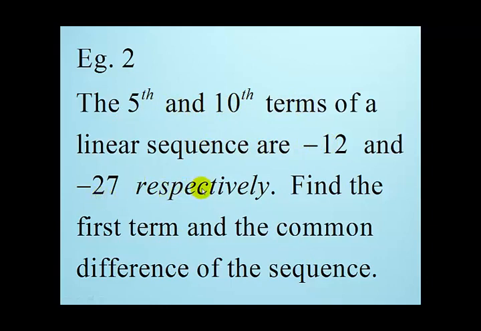This means that the 5th term of the linear sequence is minus 12, and the 10th term of the linear sequence is minus 27. That is the meaning of respectively. Now we are asked to find the first term and the common difference of the sequence.